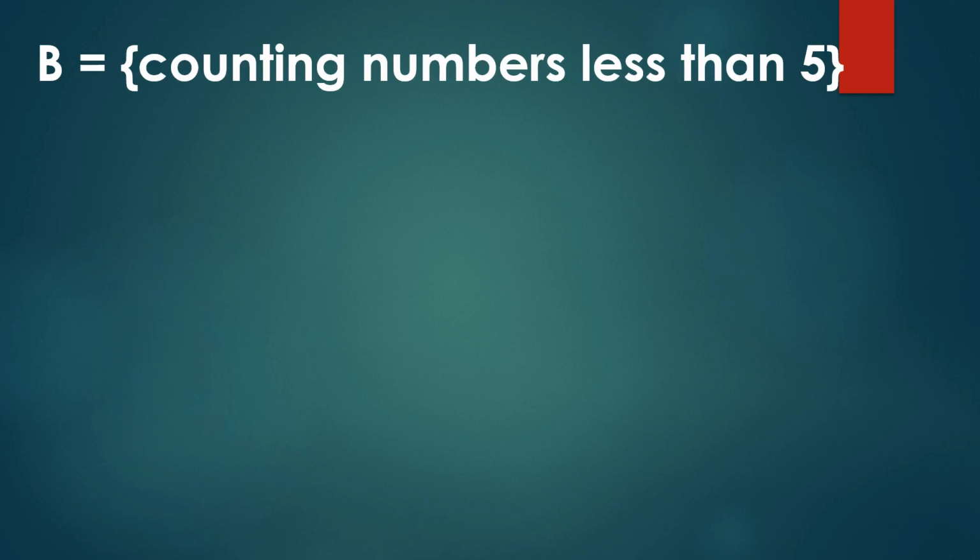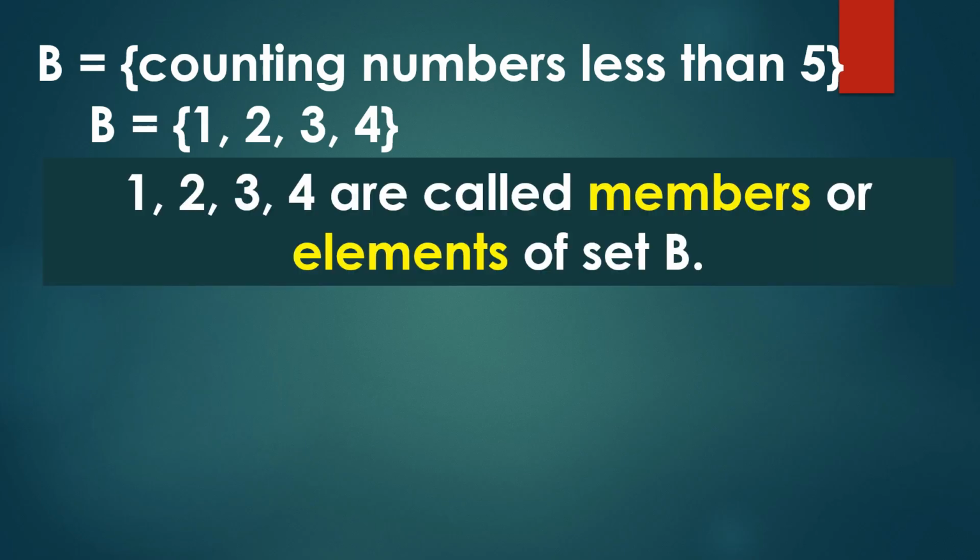Let's practice writing sets by listing down its elements. Set B is the set of counting numbers less than 5. Please pause this video and write your answer on a sheet of paper. If you wrote your answer like this, capital letter B, equal sign, open brace, 1, 2, 3, 4, close brace, your answer is correct. Take note that 1, 2, 3, 4 are called members or elements of set B.